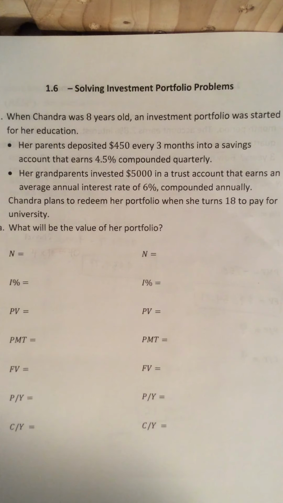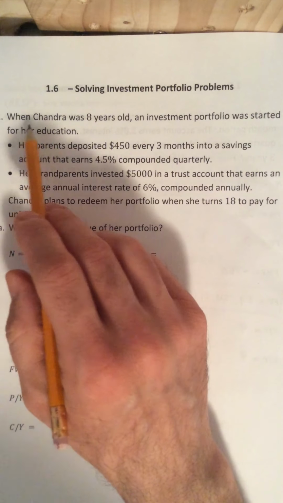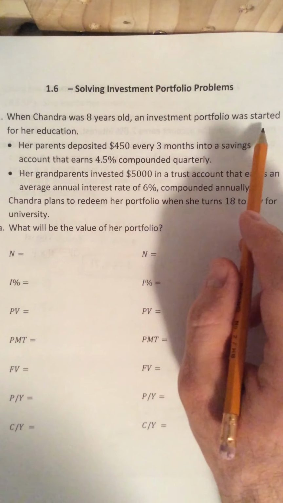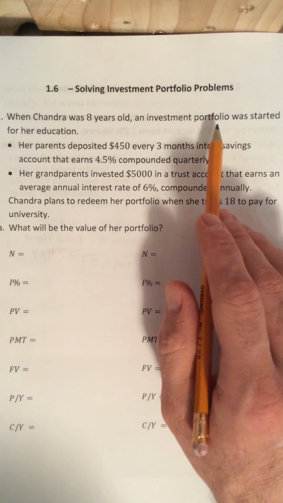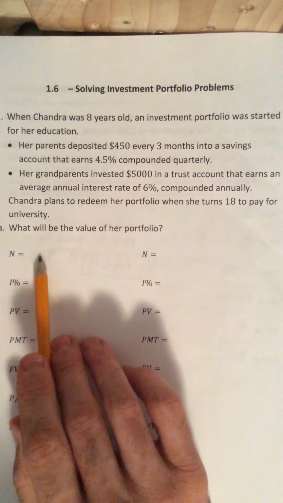The last section of this chapter involves interest portfolio problems. Now, a portfolio is one or more investments that are held by a single investor. So in this case, when Chandra was 8 years old, an investment portfolio was started for her education. Because it mentions a portfolio, there's going to be at least 2 investments on her behalf.